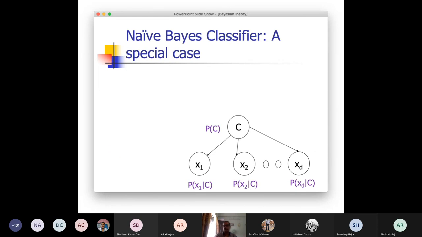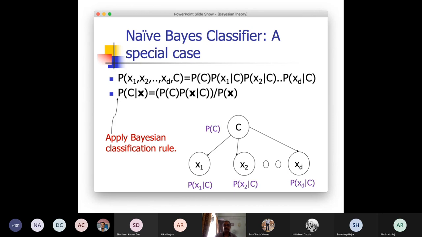Just before I stop today, I want to draw your attention to the fact that the naive Bayes classifier is also a special case of a Bayesian network. Here you can see that every class has a marginal probability, and all the other attribute random variables are conditionally dependent on this class only, and they are all conditionally independent among themselves. In this way, you can compute the joint probabilities, and you can apply that for computing the posterior also.